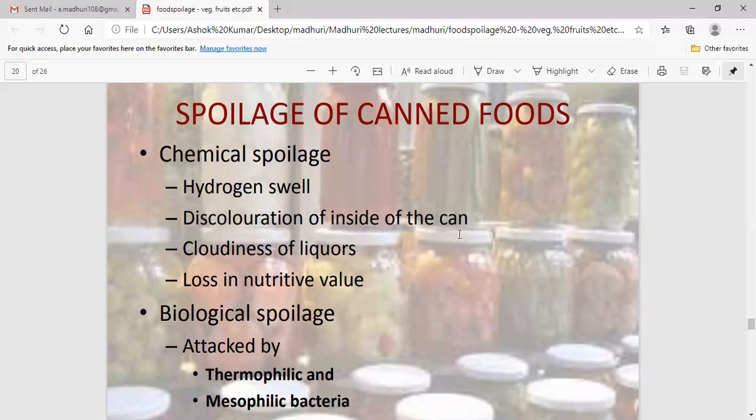And loss in nutritive value, definitely when the microorganisms grow in the canned foods, nutrients in the food will be lost. Next is biological spoilage. In biological spoilage, we can see thermophilic and mesophilic bacteria.